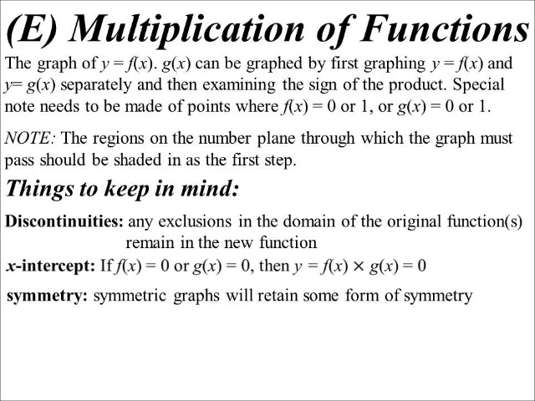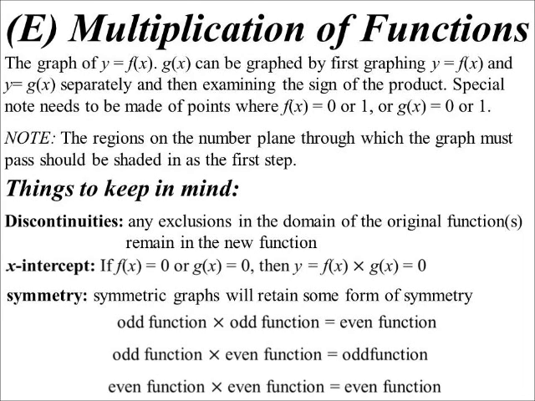Again, we're going to retain some symmetry. Odd times odd, even. Odd times even, odd. Even times even, even. So basically, if it's the same type of function, when you multiply it together, you'll get an even function.